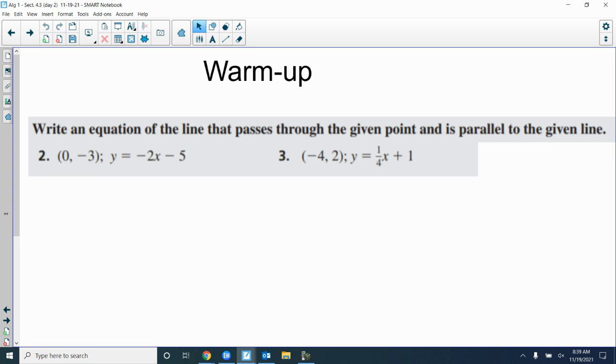Okay, do number 2 and do number 3. On a separate sheet is fine. I'm going to collect your homework, have your name on it, and I'm going to hand out guided notes for today.